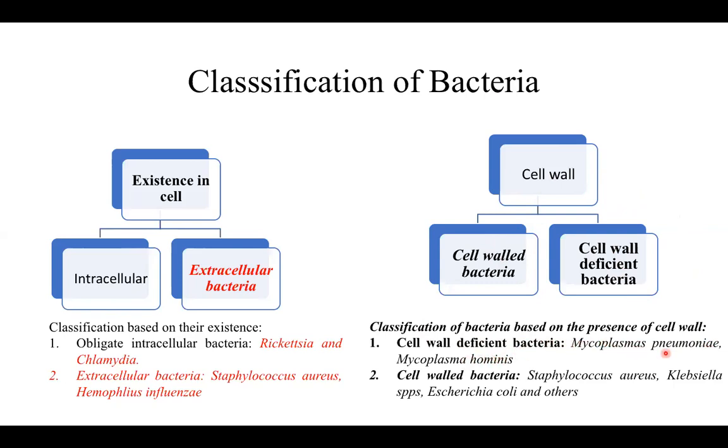All bacteria except the Mycoplasma species are cell walled. Only the Mycoplasma species lack the cell wall. Examples of cell walled bacteria, which are all the bacteria except Mycoplasma species, are Staphylococcus, Streptococcus, Klebsiella, Escherichia, and others.